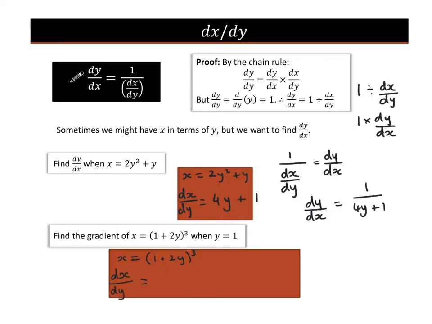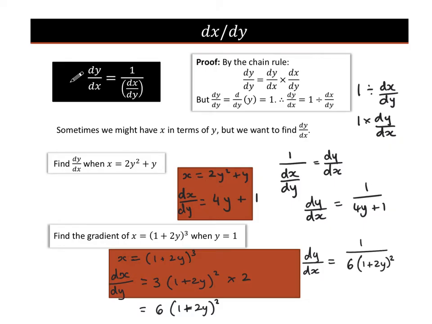Remember, chain rule: bracket, free bracket, bring the power down, multiplied by the differential of the bracket, which in our case is 2. So if I do this, I'm going to get 6 bracket 1 plus 2y squared. Now to find dy by dx, I'm going to put 1 over this. 1 over 6, 1 plus 2y squared.